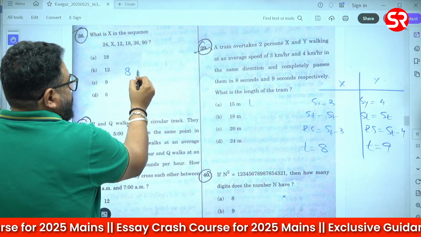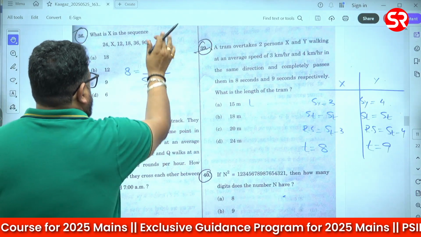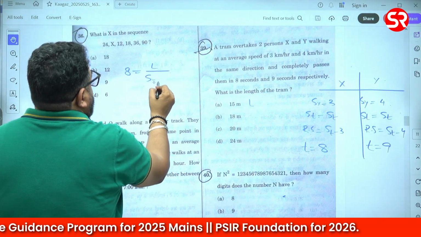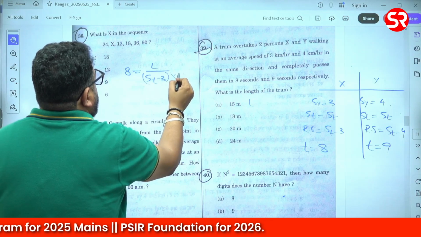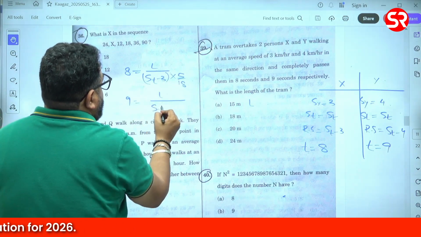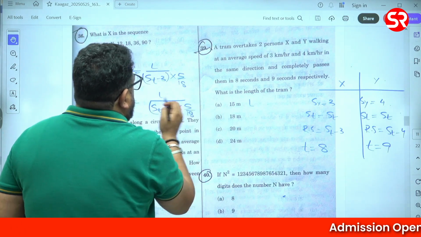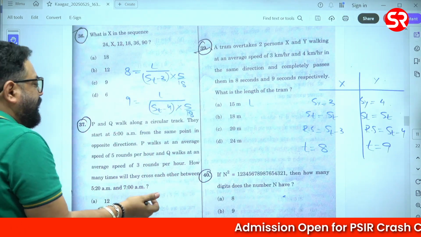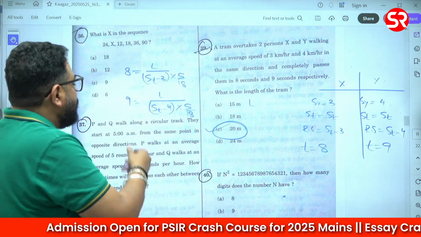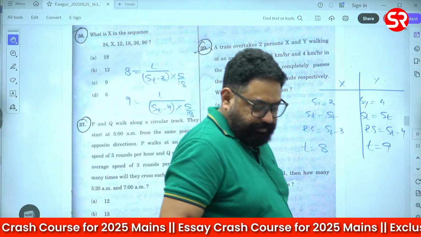So 8 is equal to L upon relative speed, L upon st minus 3 by 8, and the second, 9 is equal to L upon st minus 4 times 5 by 8. And guys, when you solve, give me the answer first, find st. Replace L, the length of the tram to be.